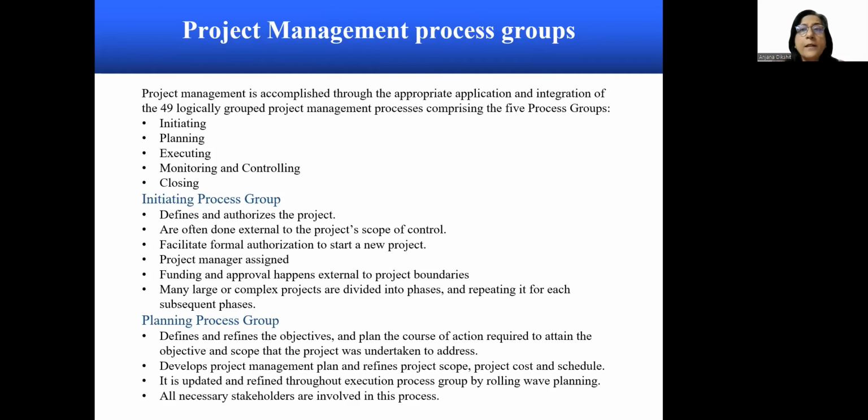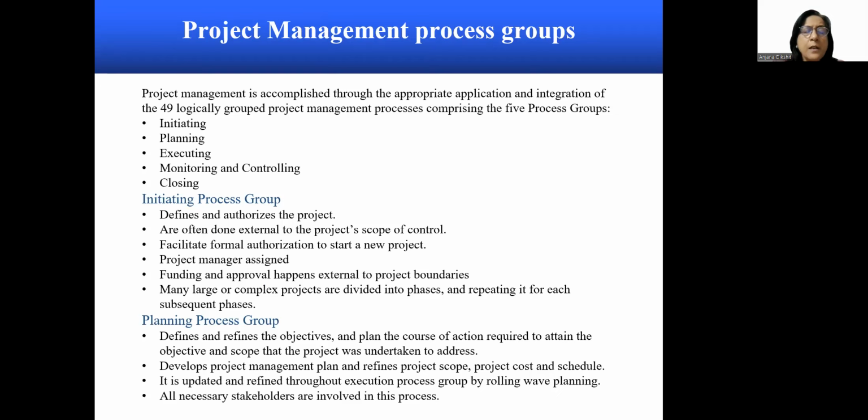So now let us look at the project management process groups. Project management is accomplished through the appropriate application and integration of the 49 logically grouped project management processes, comprising the 5 process groups. They are initiating, planning, executing, monitoring and controlling, and lastly, closing.